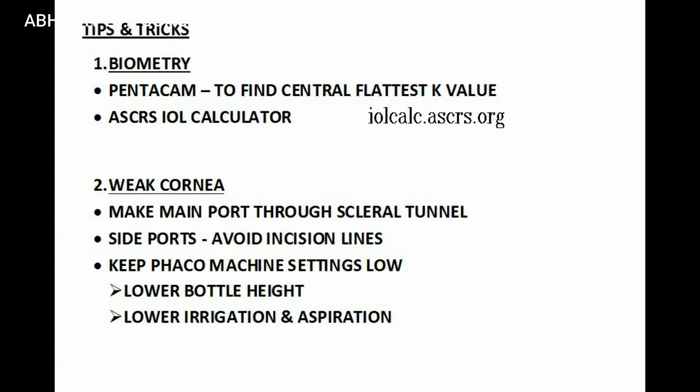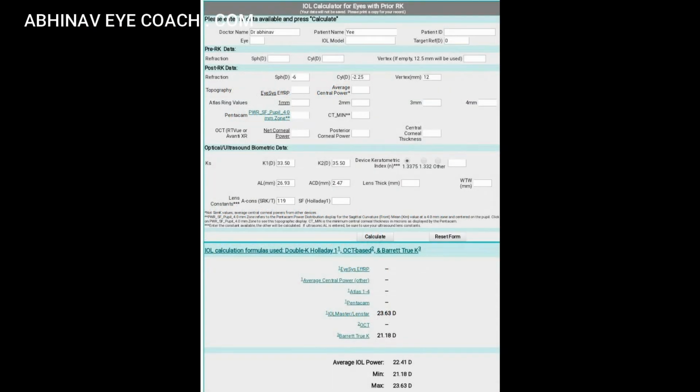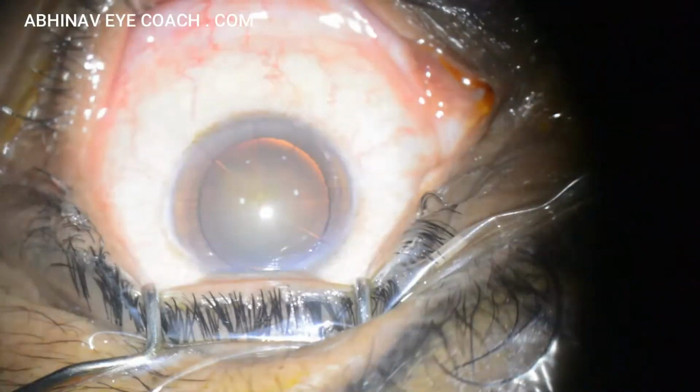Now, next, how to deal with weak cornea. The most important thing is to make the main port for phacosurgery via scleral tunnel. Now, make side ports avoiding incision lines of RK and keep phaco machine settings low, lower irrigation and aspiration, and lower bottle height. This is a sample of the chart you will get on feeding the parameters into the ASCRS IOL calculator. We shall do this case in topical anesthesia.